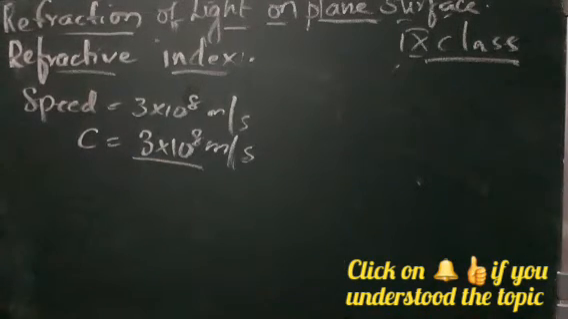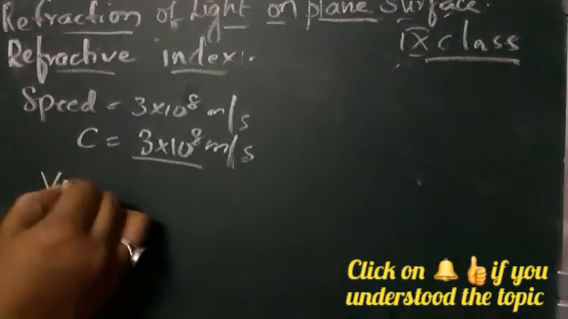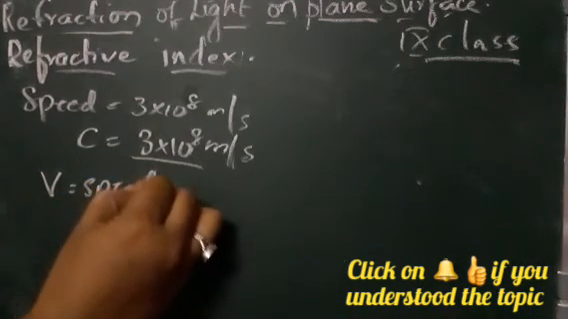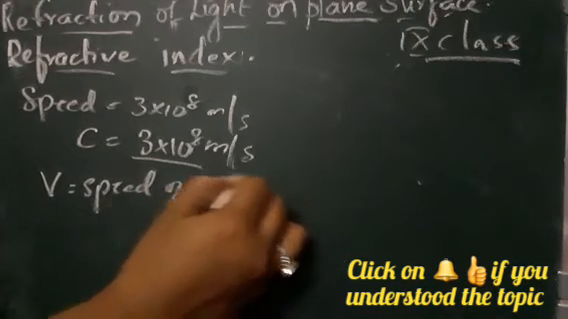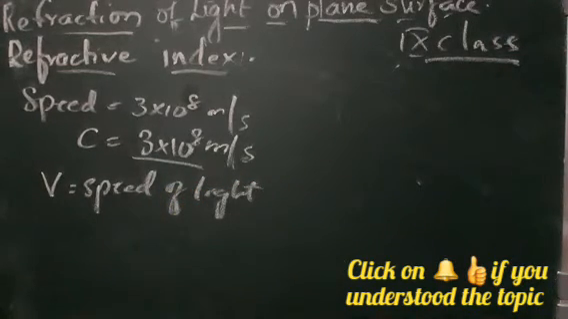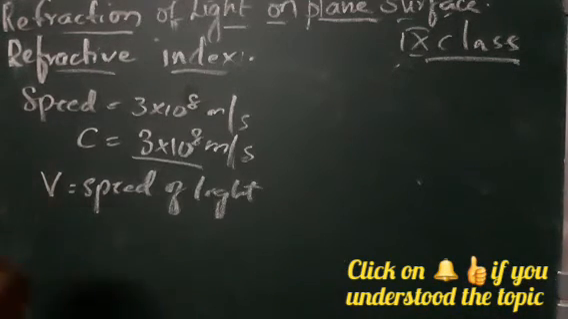How are we able to know that? If V is the speed of light in a certain medium, then the ratio of the speed of light in vacuum to the speed of light in that medium is defined as the refractive index. That is, the ratio of the speed of light in a vacuum, which is nothing but air, to the speed of light in that other medium.